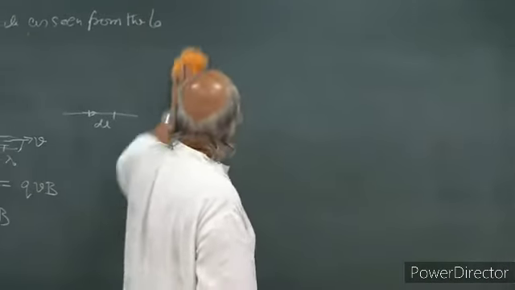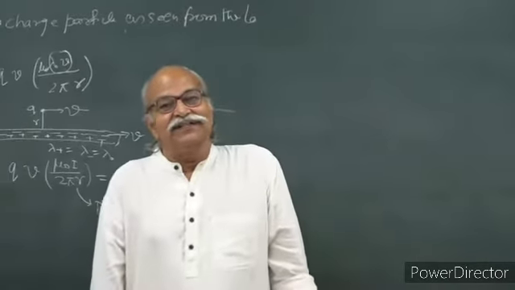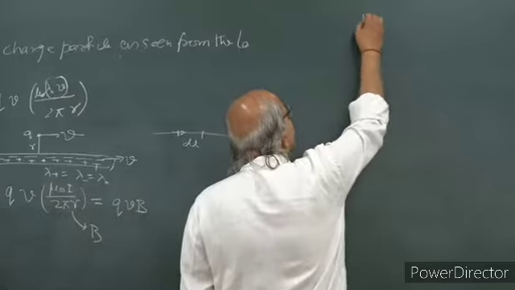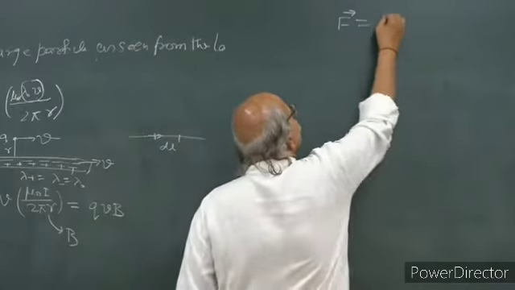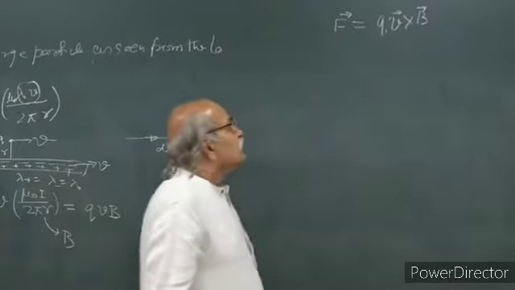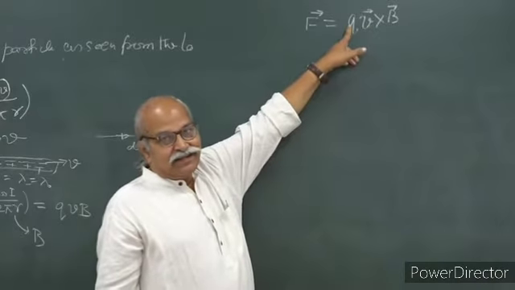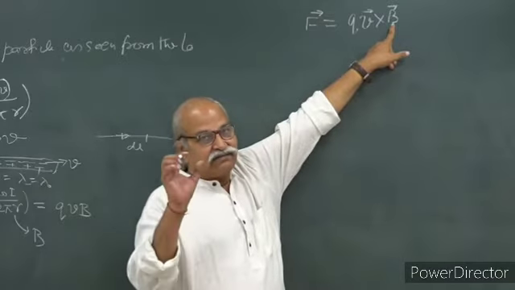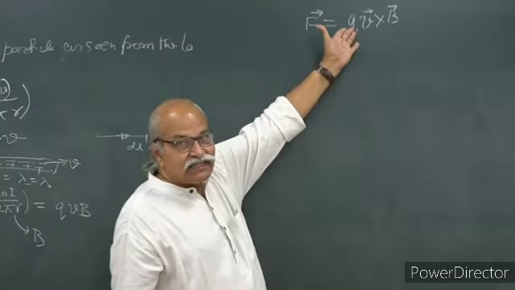With all kinds of experiments that our ancestors have done with electric field, magnetic field, currents, we know that the force because of a magnetic field on a charged particle is q times v cross B. So, first thing is that this v is the velocity of the charged particle in the magnetic field B. We will use this symbol B for magnetic field.